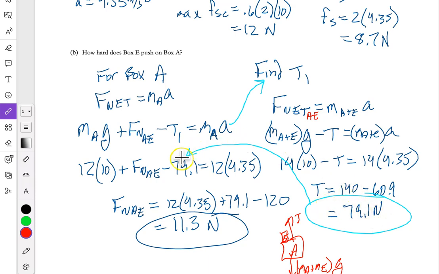I'm going to go back now to just box A, and I want to see what's the normal force between the two. So we had this number, we didn't know what T1 was, so we went here, found it, now we're going to plug it in, and that's equal to the mass of A times its acceleration. At that point, you just solve for the normal force between A and E, and we find out that that is about 11.3 newtons. And that is it.